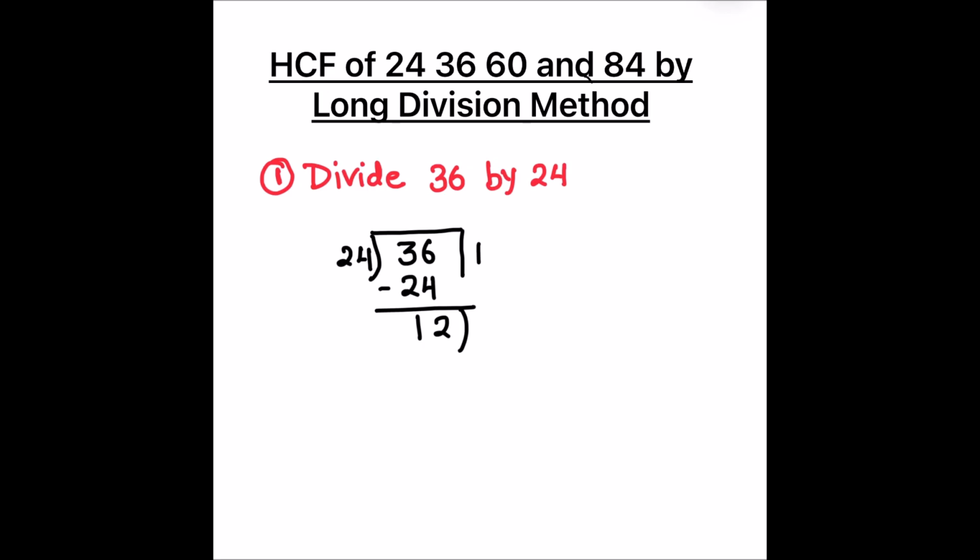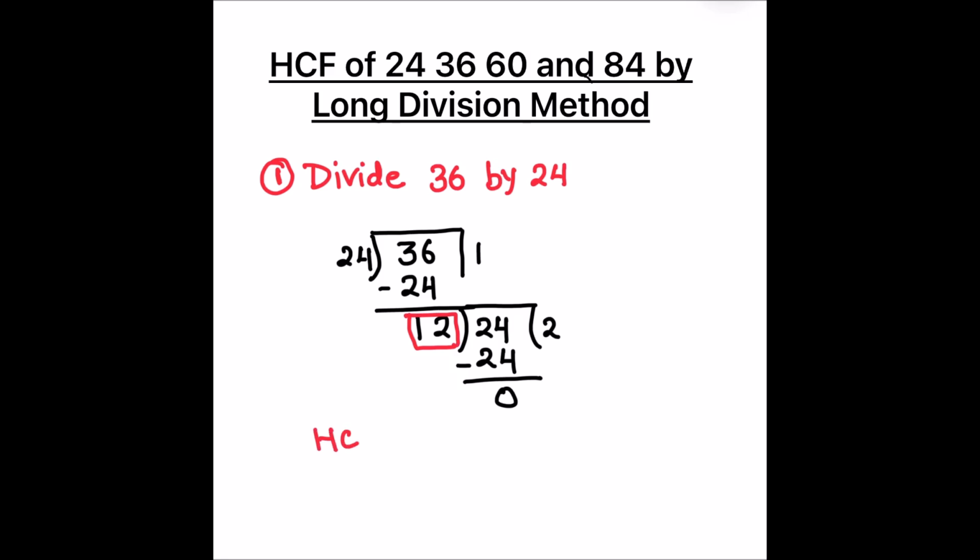Now this remainder, which is 12, will be the divisor, and the new dividend will be the previous divisor, which is 24. So 24 divided by 12. 12 times 2 is 24. And the remainder is 0. We got the remainder as 0. That means 12 is the HCF of 36 and 24. So this is the HCF of 24 and 36.